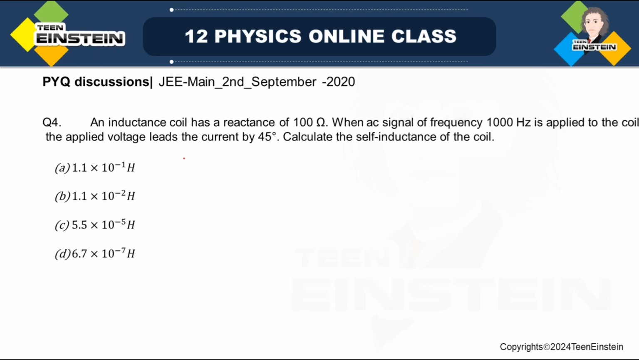This is another problem which is also very important. Let us see what it is. An inductance coil of reactance XL, not resistance but reactance. When an AC signal of a given frequency is supplied to the coil, the applied voltage leads the current.